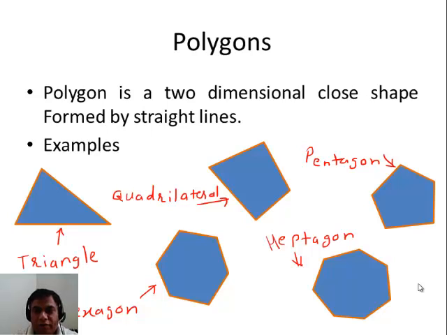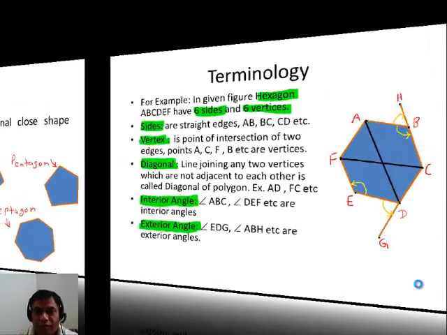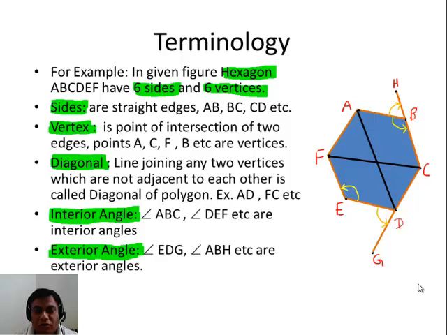A polygon is a two-dimensional closed-shaped figure formed by straight lines. For example, a triangle is a polygon formed by three straight lines. A quadrilateral is a polygon formed by four straight lines. A pentagon is a polygon formed by five straight lines, and so on. To study polygons, we should know the basic concepts related to them.